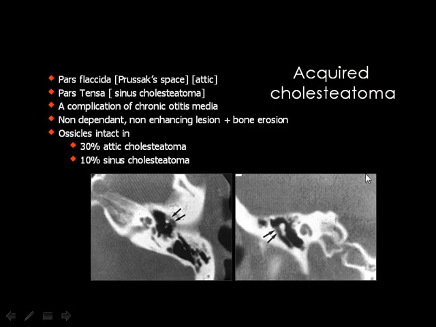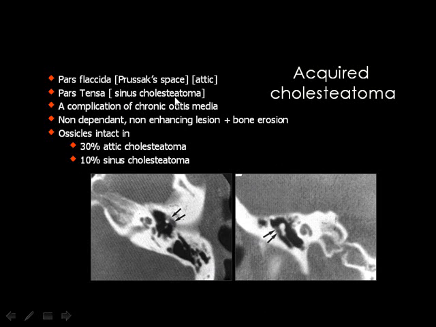Then the acquired cholesteatoma, or what we call the pars flaccida cholesteatoma, or the Prussak space cholesteatoma. What is the Prussak space? The Prussak space is the space between the ossicles and the lateral wall of the middle ear cavity. If you look here in this axial image, you can see these are the ossicles, and this is the lateral wall of the middle ear cavity, and this area is known as the Prussak space. If you want to diagnose this as Prussak cholesteatoma, it's okay, but this is cholesteatoma. Why? Because it is a non-dependent opacity and it does not enhance.